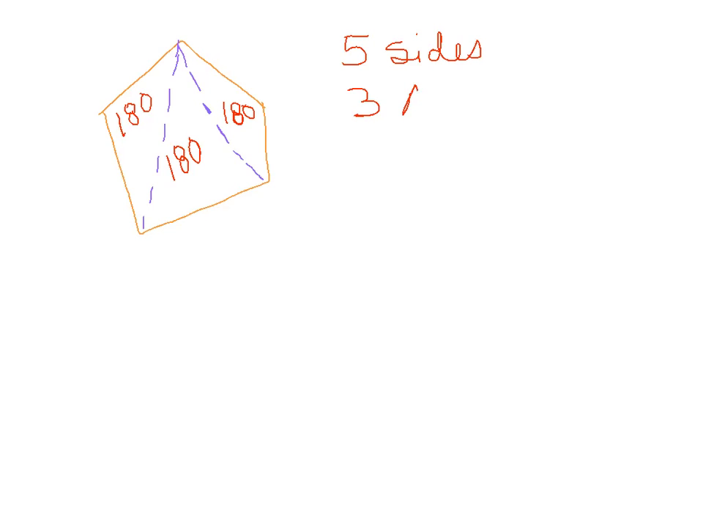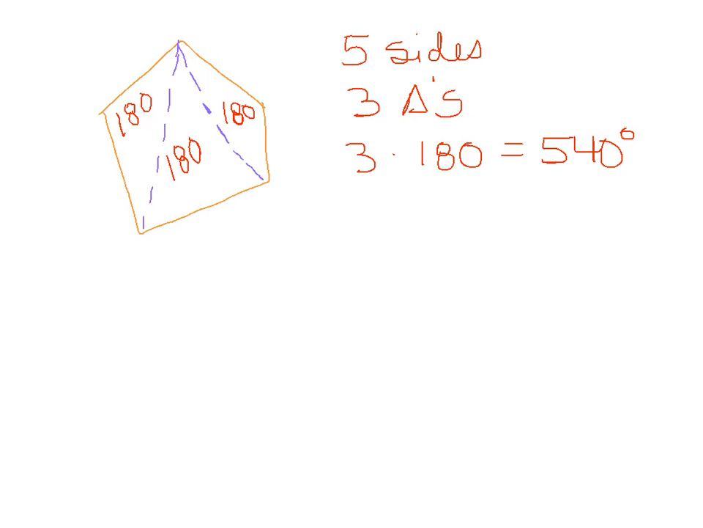So here we have a 5-sided figure. Hopefully you can pick a vertex and draw diagonals to non-consecutive vertices, and then you can see that we have 3 triangles. So we have 5 sides, 3 triangles, and we have 3 times 180, or 540 degrees.